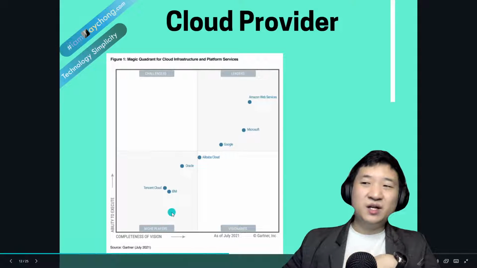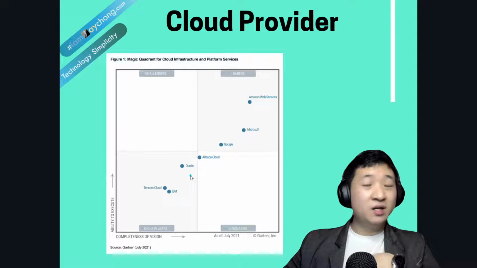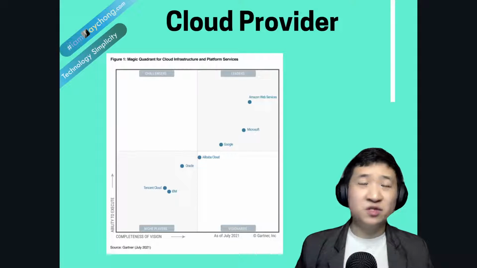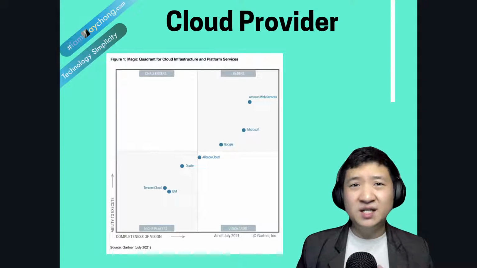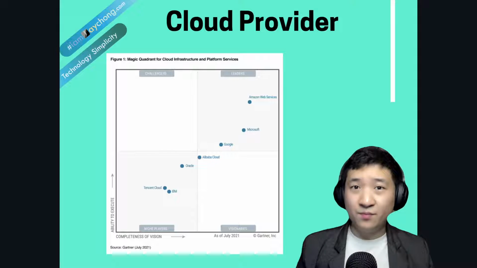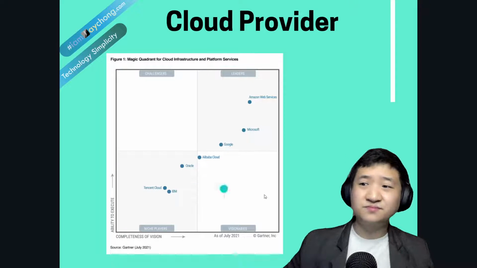Okay, the niche players will be more like Tencent Cloud, IBM, and Oracle. They are more like an enterprise solution, not for an average Joe, you know. It means if your company really needs some private cloud, you can go for them. Then they can customize the whole solution for you.